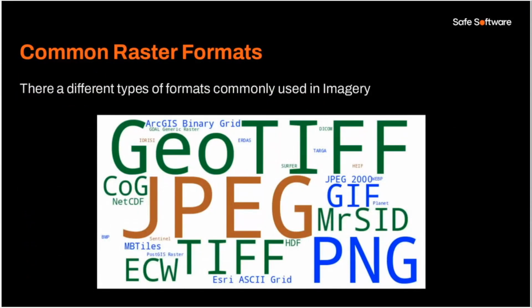When working with rasters, there are many different formats that can be used. Here are some of the common types that people work with. A JPEG is often used in digital photography and casual image sharing. PNG is often used for web design, for icons, logos, and graphics requiring transparency. And a GeoTIFF is often used in satellite imagery and digital elevation models.